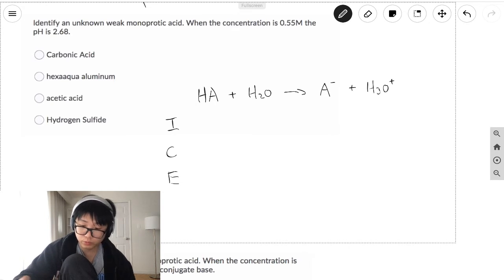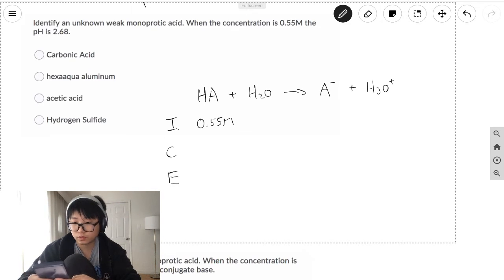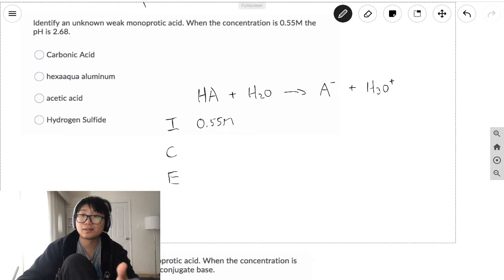0.55. So where do we fill in for that 0.55? Which part does it go on our ice table? The initial for the HA, right? So it'll be 0.55 molar. The pH, where does that information go? What are we gonna do with pH first? Probably do something with the calculator first. And that's to get the hydronium concentration. Because pH is basically a measure of how much hydronium or proton you have, right? H plus or H3O plus. In this case, what's the equation there to go from pH to concentration?